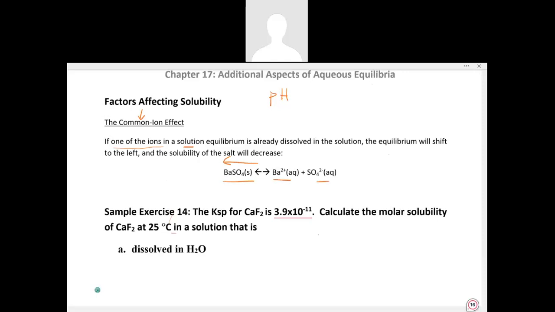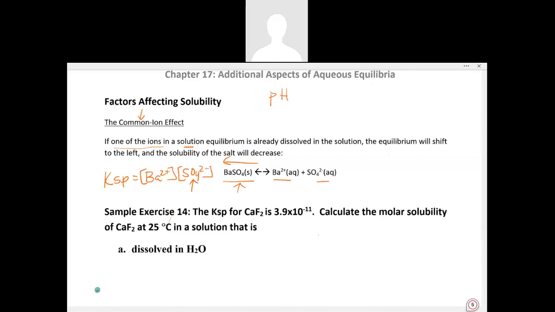Say we have our barium sulfate here. KSP would be the concentration of barium ions and then the molar concentration of sulfate ions. So this is our KSP expression, and say we have some sulfate ions already present in solution, this will increase. Therefore, we're going to have to shift to re-equilibrate, because our KSP value for barium sulfate is a set value, a constant value.